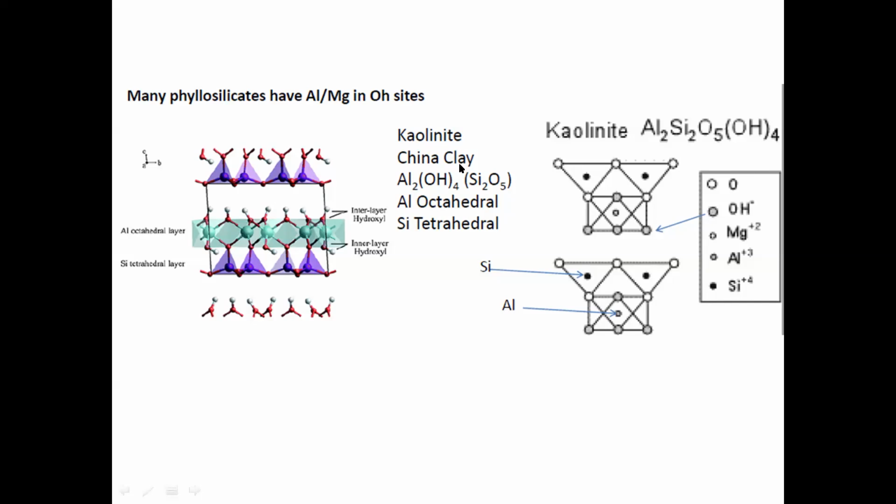So kaolinite, for example, which is called China clay, can be represented as, because it has some OH groups. Okay. This is, instead of O, you can consider them as OH. Okay, because it has some additional negative charges, so it absorbs some protons. So the China clay, the formula is actually Al2(OH)4Si2O5. Okay, so aluminum octahedral and silicon tetrahedral side.